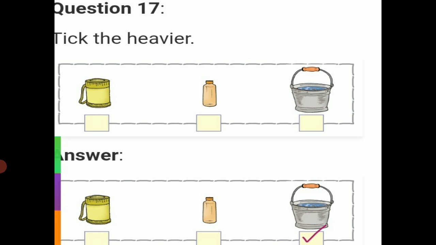Now here again three vessels are shown, you have to tick the heaviest. So the bucket is heaviest of all, so tick mark on heaviest. By mistake it is written heavier, it is heaviest, HEAVIEST. So this bucket filled with water is heaviest of all.